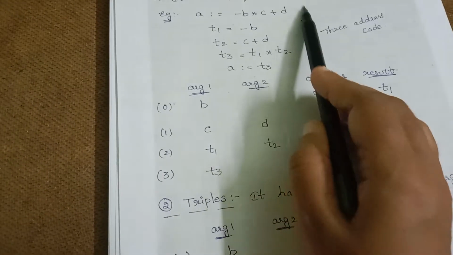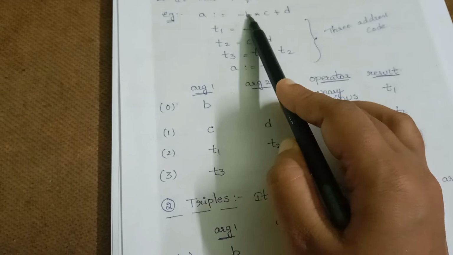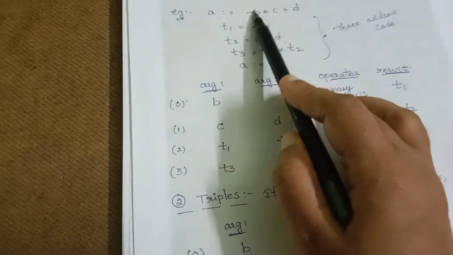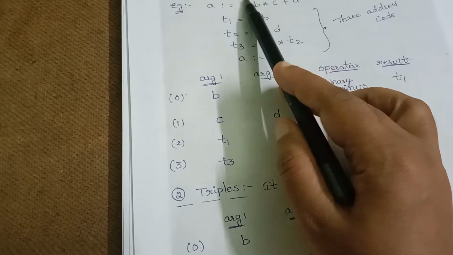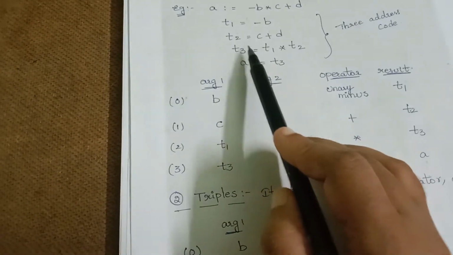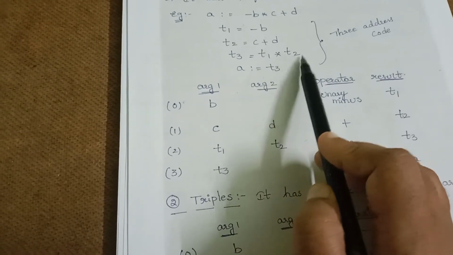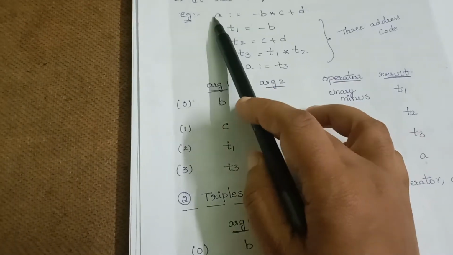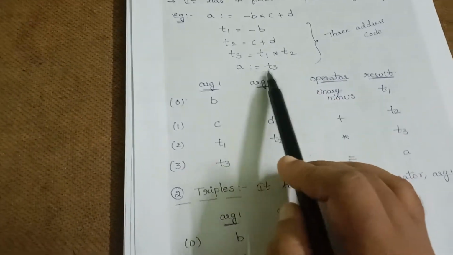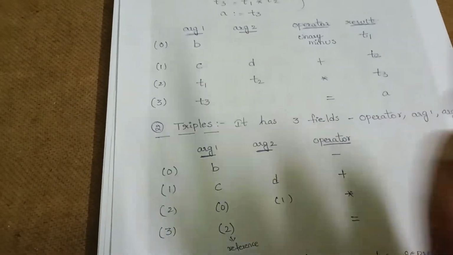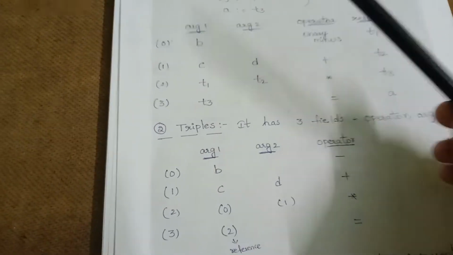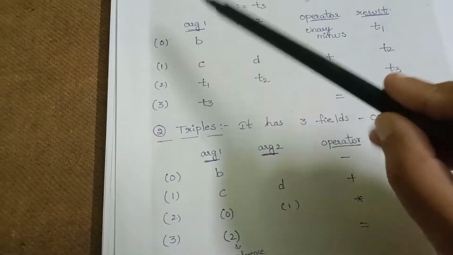So minus B is assigned to T1, and C plus D is assigned to T2. Then T1 star T2 is assigned to a temporary value T3. T3 is equal to T1 star T2. Now this all belongs to T3, so A is equal to T3. As I said, quadruples have four fields: operator, argument 1, argument 2 and result. So now let's construct the quadruples table for this.